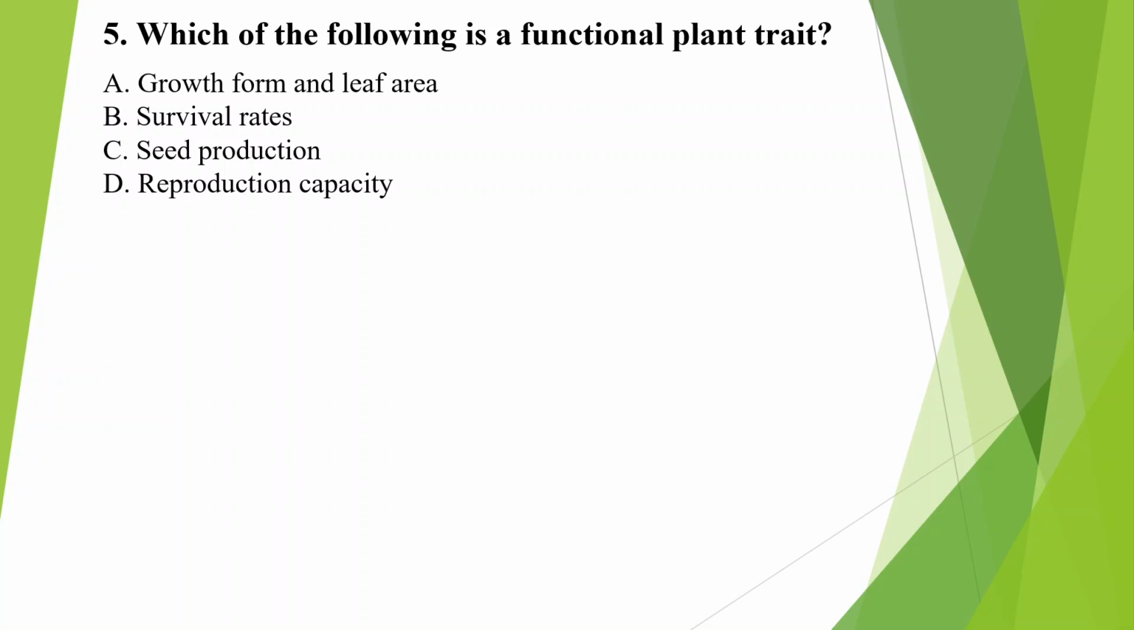Okay, so these functional plant traits are measurable from the features like leaf area or rooting depth, which is not mentioned. Nitrogen uptake is also not mentioned, but leaf area is mentioned, which influences the plant performance. And survival and seed production are performance traits. That's why the survival and the seed production, that is B and C, these are not the functional plant traits, these are the performance traits. That's why only option A was correct, and all of you have opted correctly.